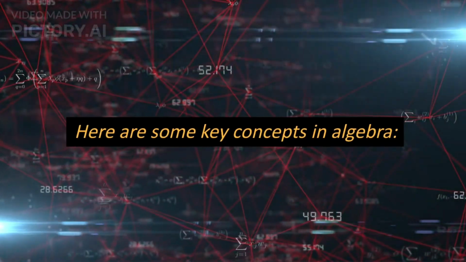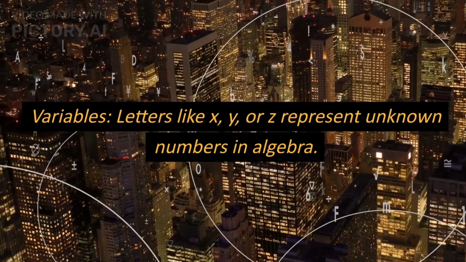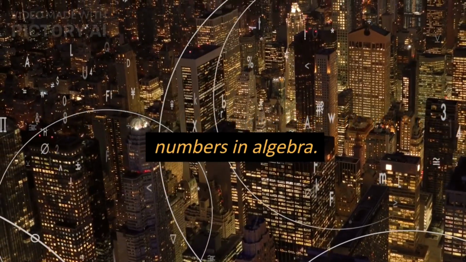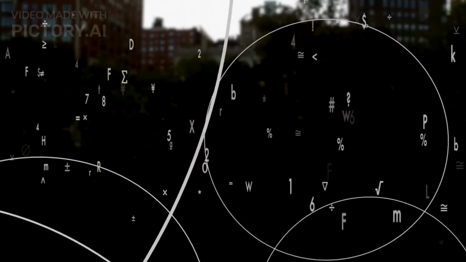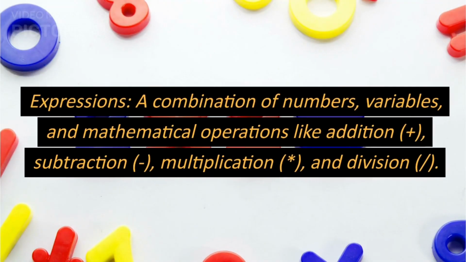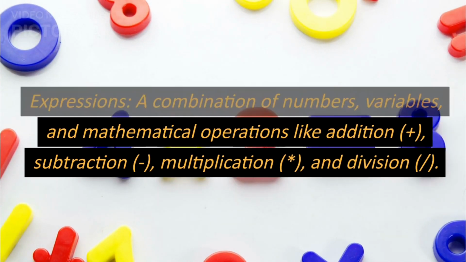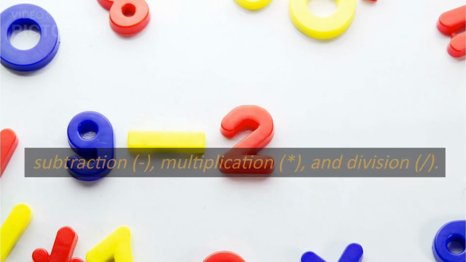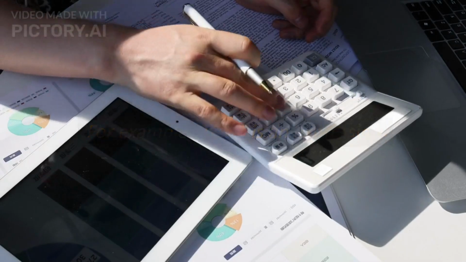Here are some key concepts in algebra. Variables. Letters like x, y, or z represent unknown numbers in algebra. We use them to find the value of an unknown quantity. Expressions. A combination of numbers, variables, and mathematical operations like addition, subtraction, multiplication, and division. For example, 2x + 5 is an expression.